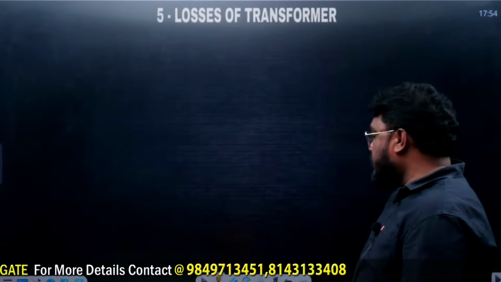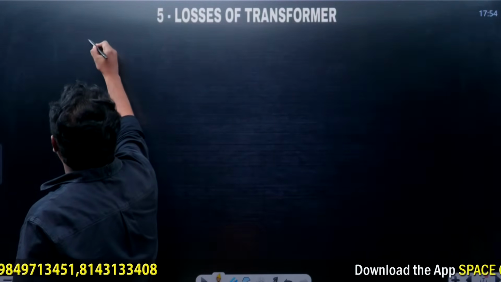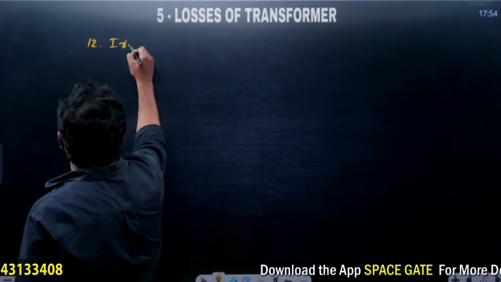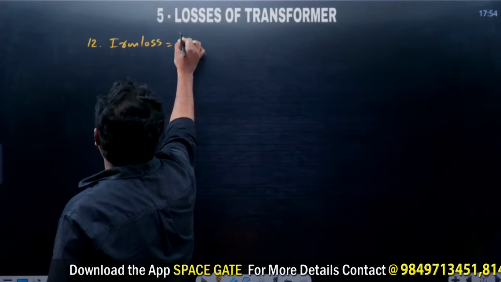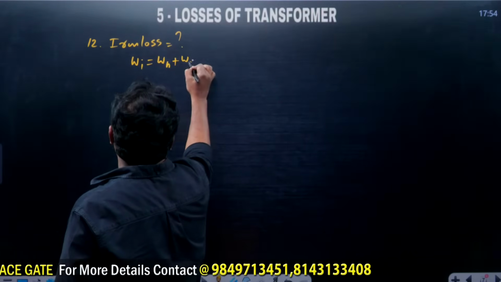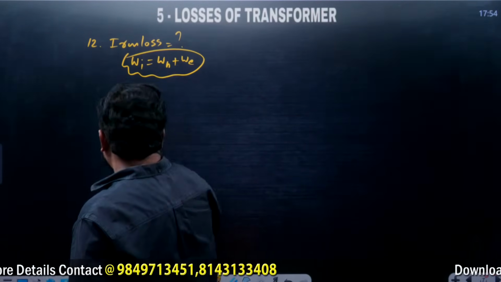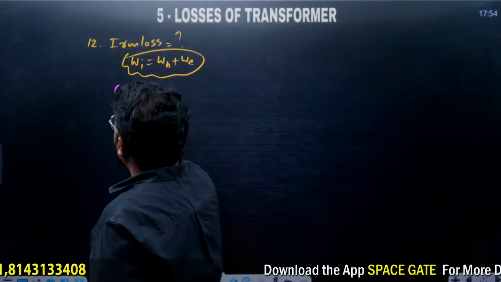And next possibility of the question, what about iron losses? Iron losses point of view. How do we calculate iron losses? We know that iron losses Wi is equal to WH plus WE. So there are two cases, iron losses when B maximum is constant. First, case 1 I am taking.